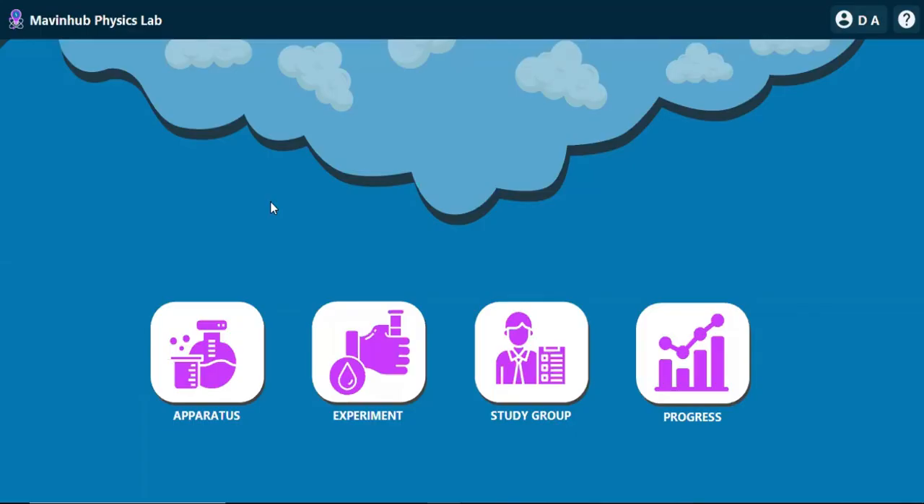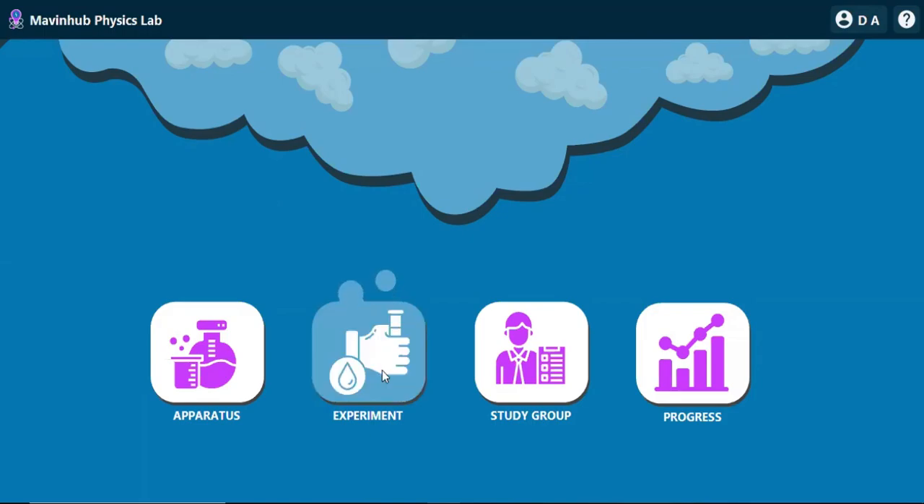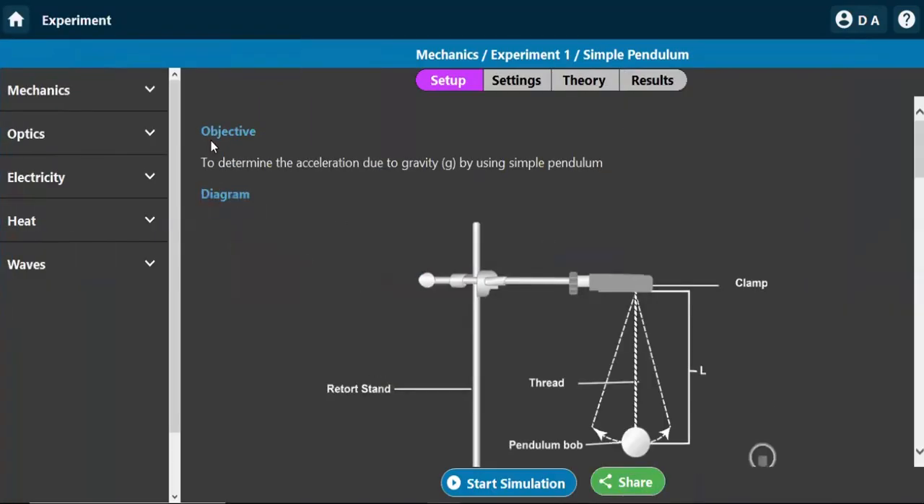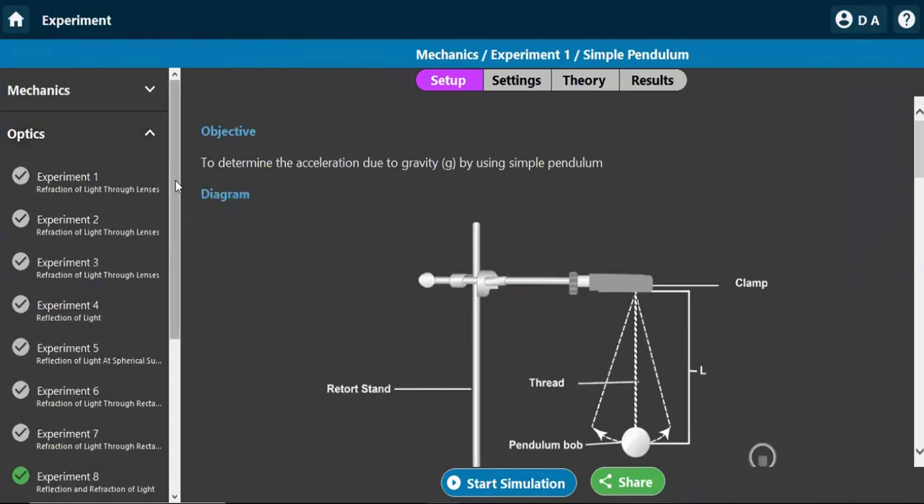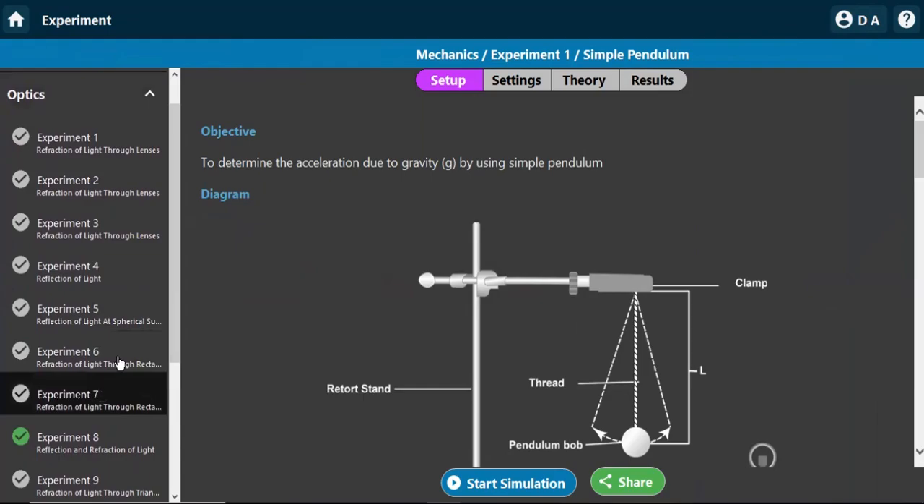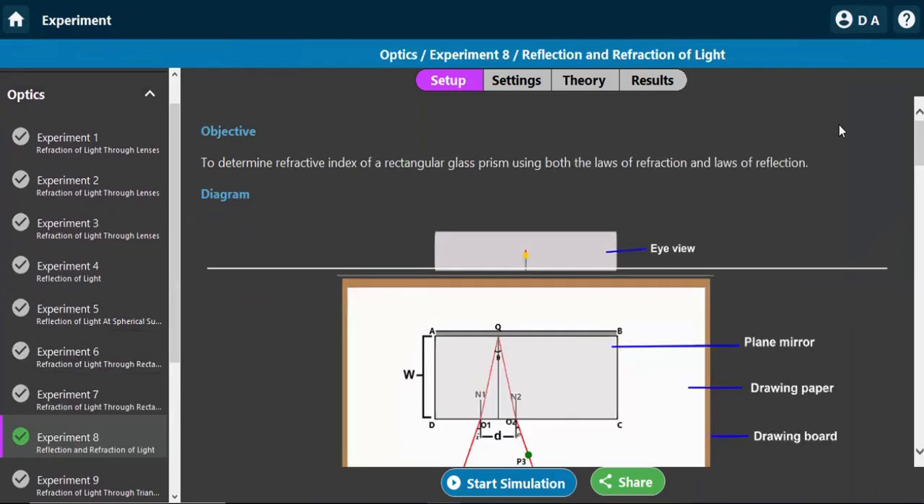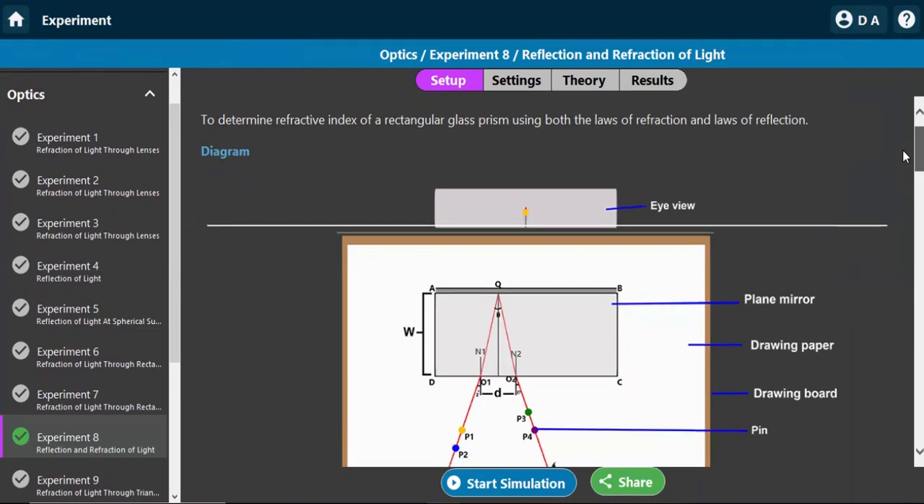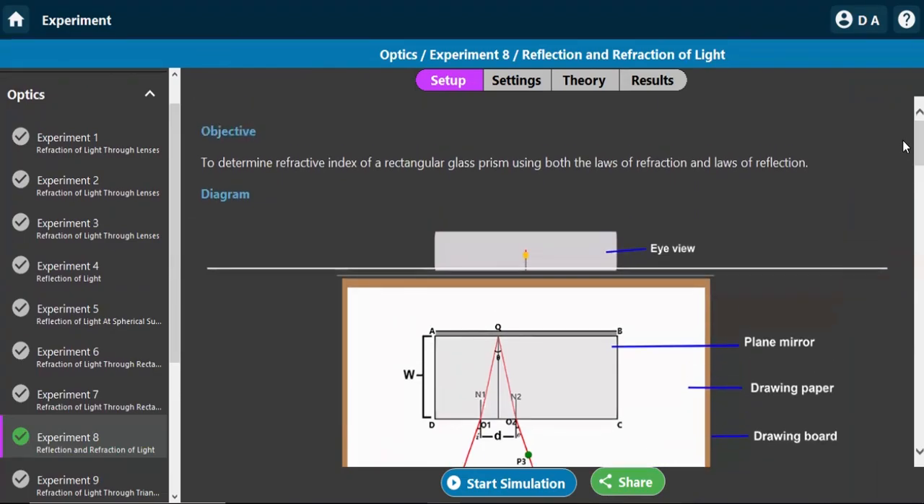Let's take a look at how to carry out the experiment using the Marvin Orb Physics Lab. This experiment is similar to one of the experiments under optics. If you go to optics and you click on experiment 8, you'll see that what we have here is very similar to what you should be expecting on the day of the exam. So let me just start off with the basics.